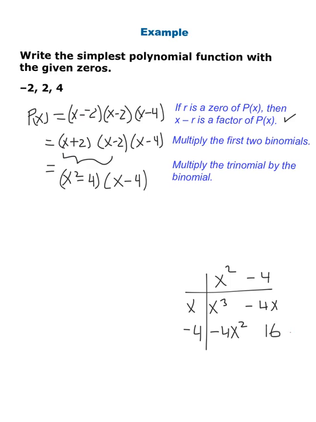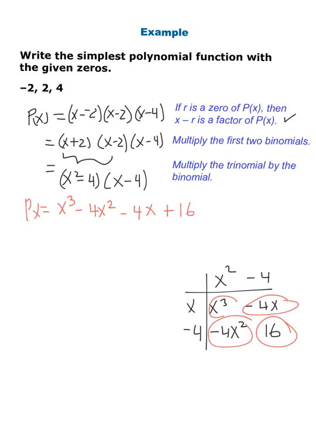So we highlight those. Let me just highlight those ones because they are the ones I'm going to write, because that's my final answer. So it's going to be x cubed minus 4x squared minus 4x plus 16 equals p of x. So here, that's how you can write the equation given zeros.